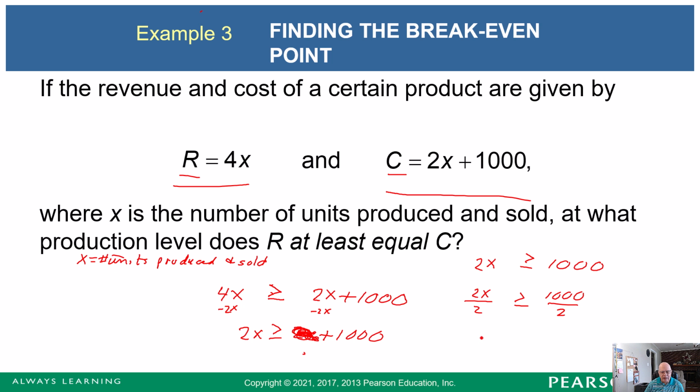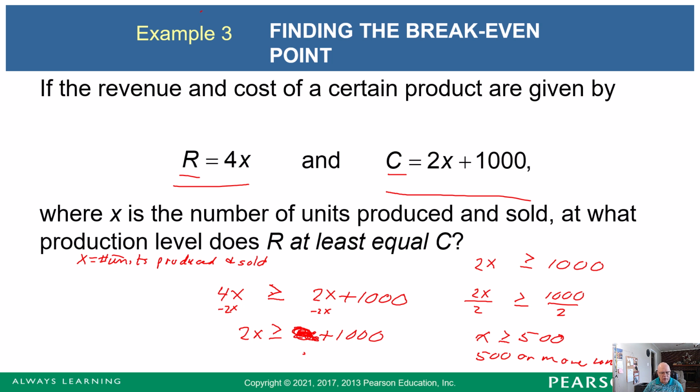So what have I got now? x greater than or equal to 500. And what is it talking about? It says, what's the production level for R being at least equal to C? Well, the production level is 500 or more units.